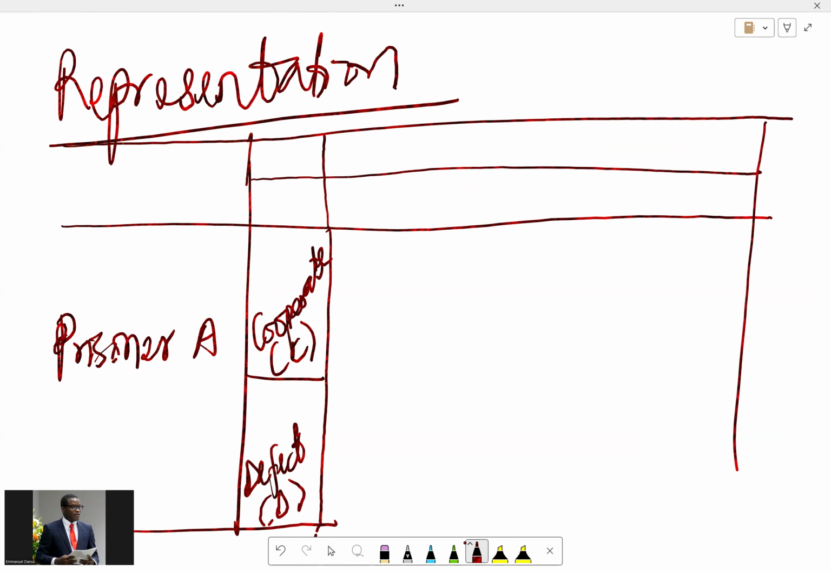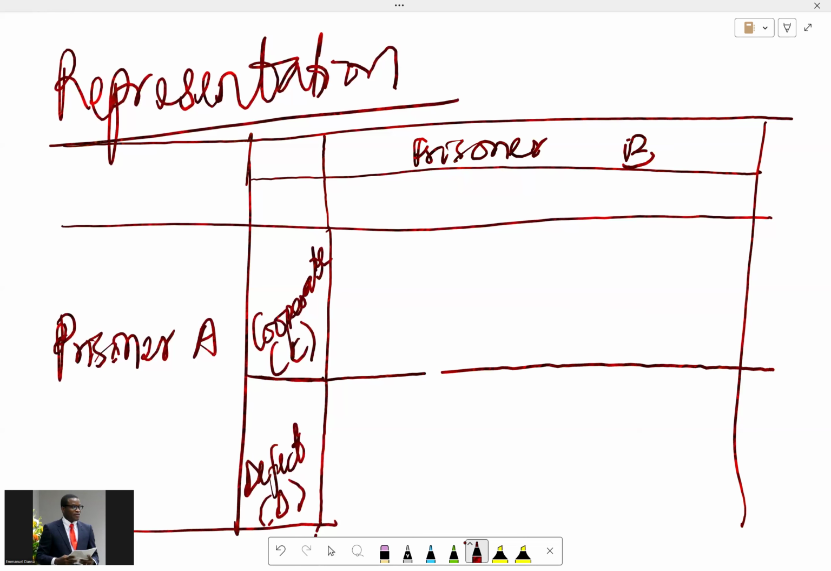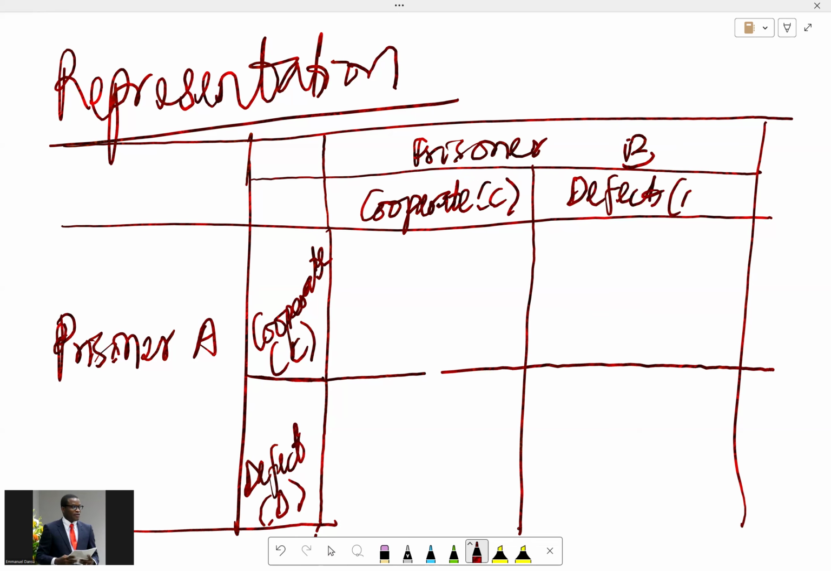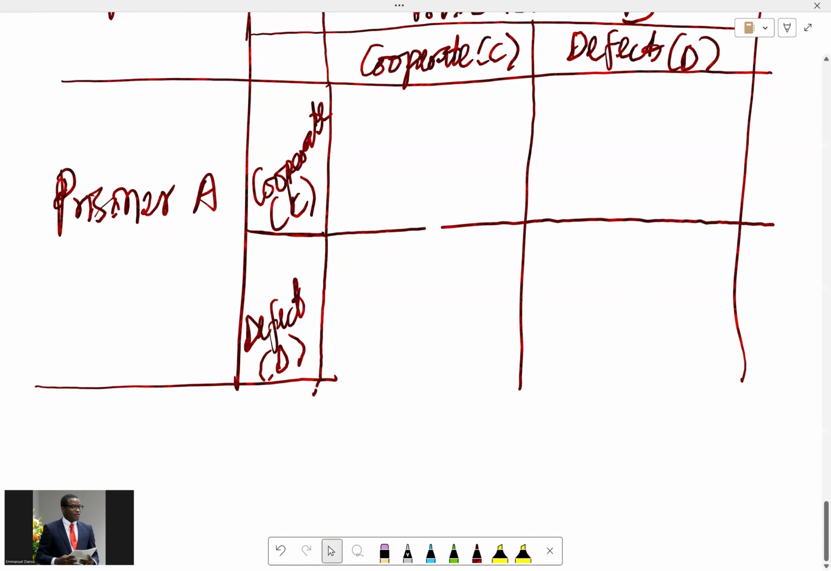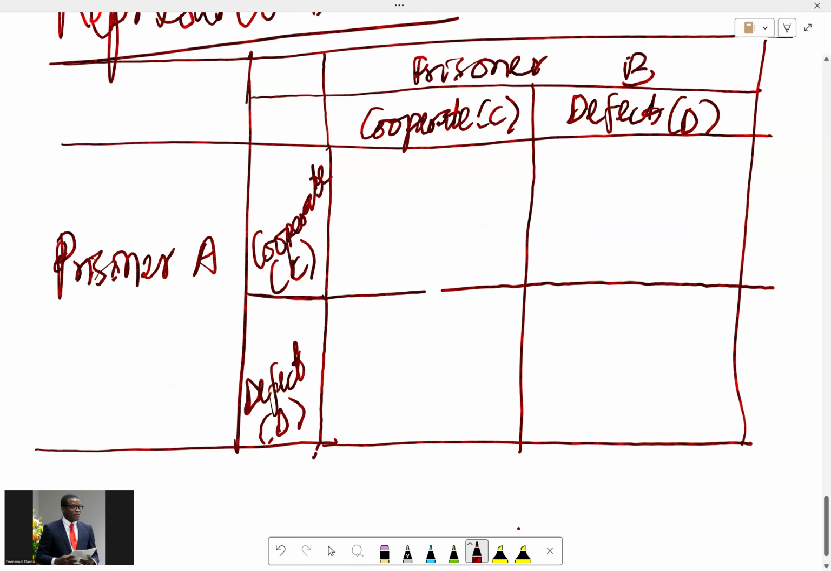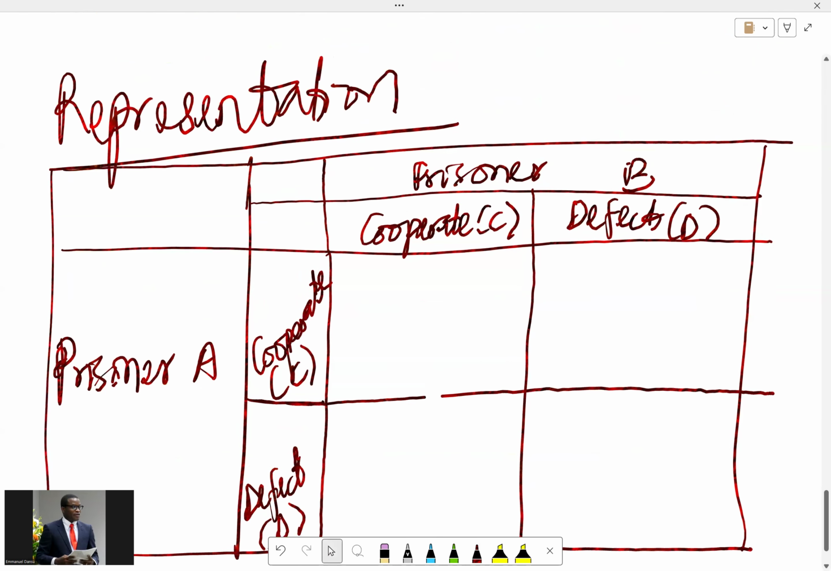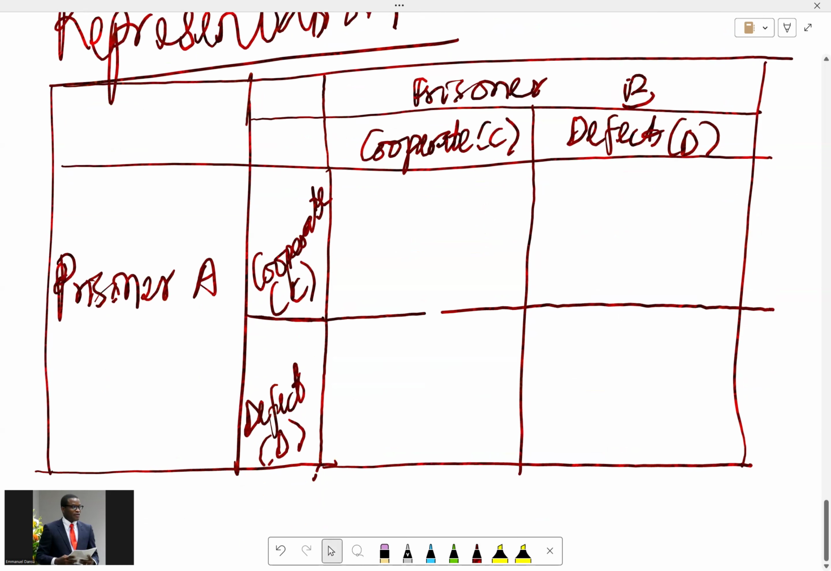So prisoner B can also choose to cooperate or defect too. So cooperate, that is C. Prisoner B can also defect, that is D. Okay, I think this represents it well. Yeah. So this is the kind of situation we have.